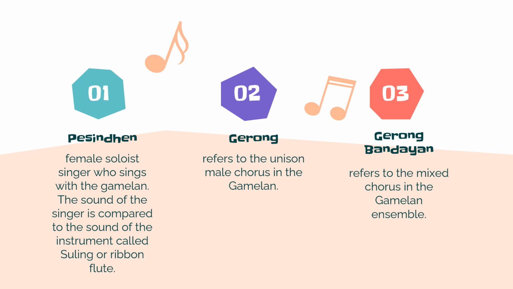So, these are the different vocal forms. So, we have pesinden, gerong, and gerong bandayan. Pesinden is a female soloist singer who sings with the gamelan, and the sound of the singer is compared to the instrument called suling or ribbon flute. Okay, so, syempre, ano bang tono ng suling, ng ribbon flute? So, medyo matining. Okay?